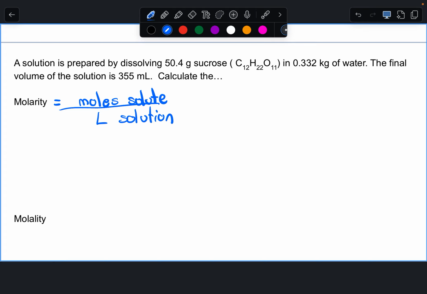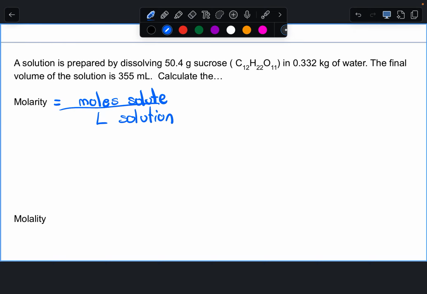We need to be really careful today about specifying: is it the solute, is it the solvent, or is it the solution, which is the two together? Because we're gonna use all three of those frequently, and it's very easy to get them mixed up. So I'm gonna specify moles of what, liters of what, every single time.